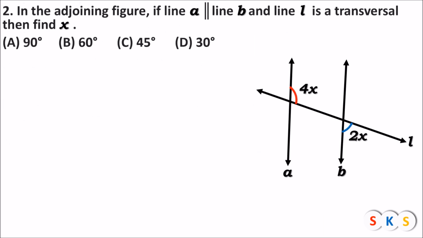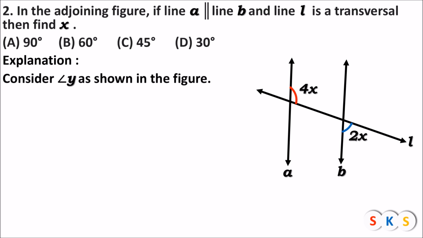Here we have question number 2. In the adjoining figure, if line A is parallel to line B and line L is a transversal, then find x. The options are A, 90 degrees, B, 60 degrees, C, 45 degrees, and D, 30 degrees. Okay, let's see the explanation of this question to get the correct option.